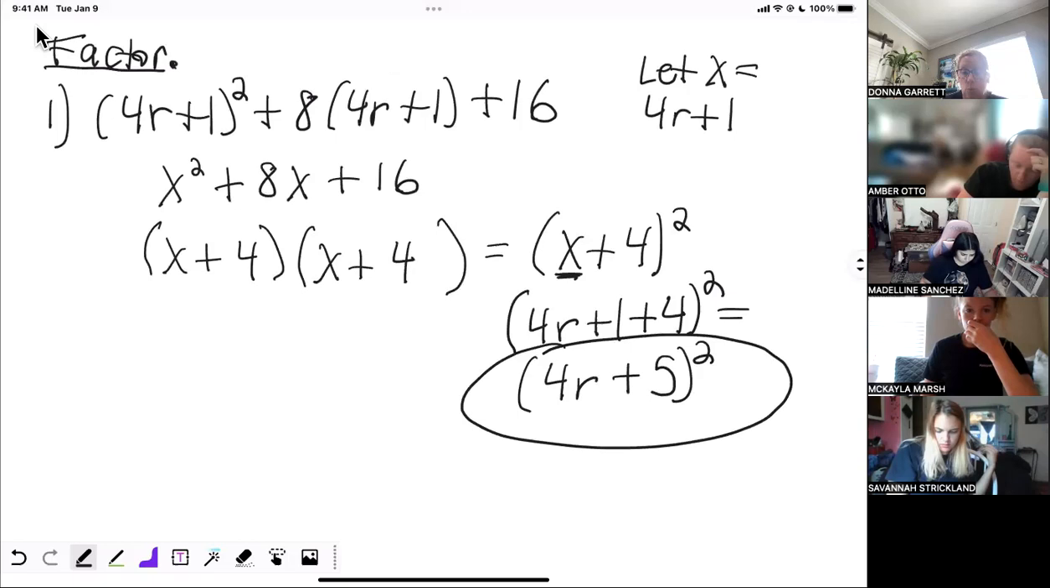So whatever's in parentheses, you make x or y or p, whatever you want, substitute it into something that you can factor. You factor it. Once it's factored, you take the x back out and put in the original part and then simplify, and you have your factor.